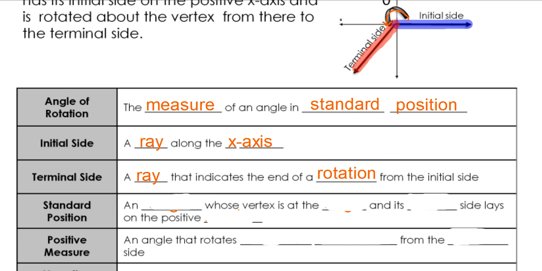So then we have the standard position, which we've talked about up above. That's an angle whose vertex is at the origin, so always at that 0, 0 spot. And its initial side lays on the positive x-axis, so what we highlighted in blue.